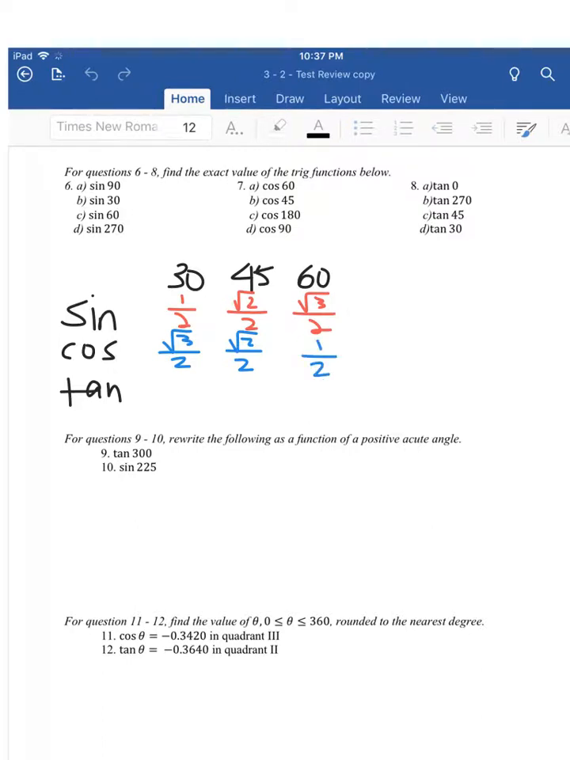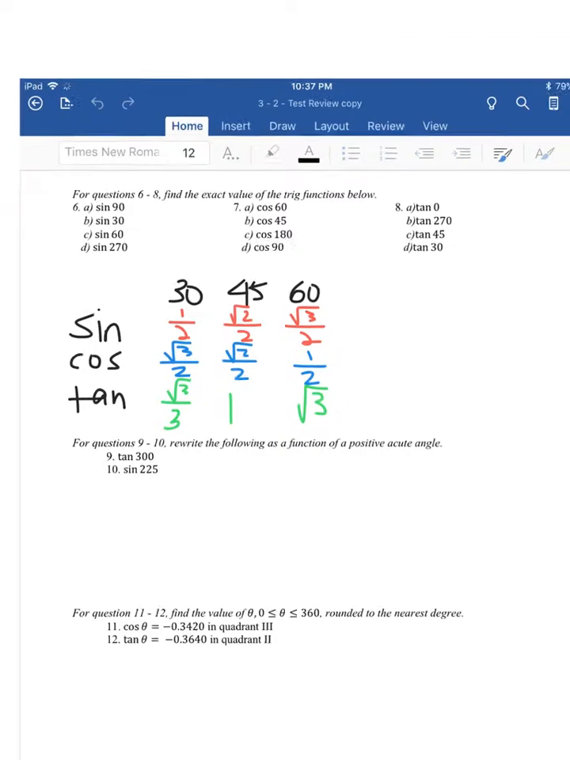And then finally for tangent, you can do sine over cosine, or if you commit it to memory, it's a little bit easier. So 30 degrees gets the extra square root of 3 for the tangent. The tangent of 45 is sine over cosine. If you divide a number by the same thing, you're going to get 1. And then the tangent of 30 is just going to be the square root of 3 over 3.